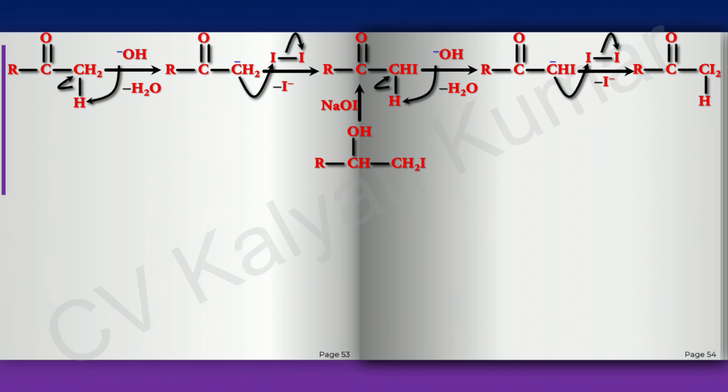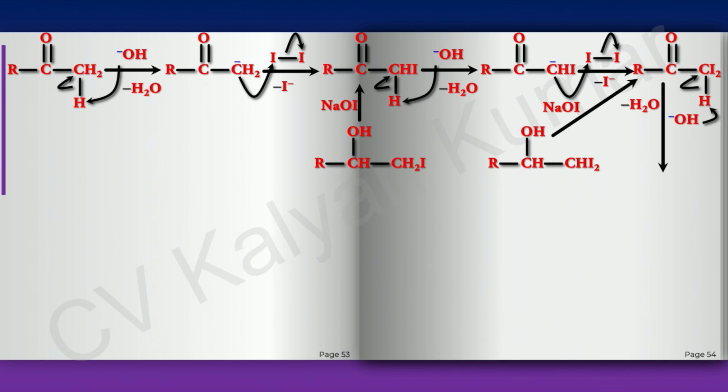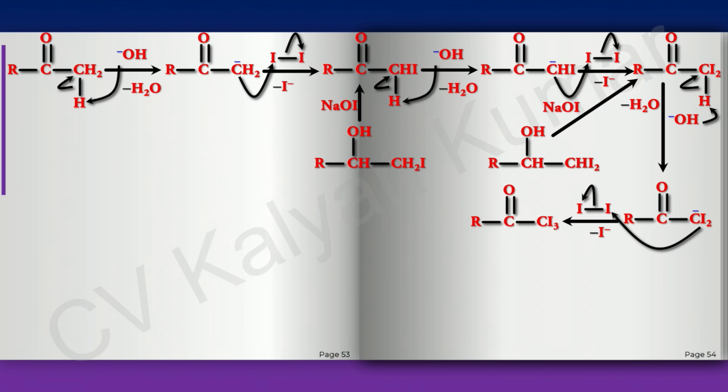And not only that, this alcohol can also be oxidized to this by the same logic. Now, the two iodines have made the third H even more acidic. So, now the OH minus would react and again take this H. Again, you get a carbanion. Again, this will react with I2 by the same logic. And eventually, you'll get this. And remember, I can produce this from this alcohol also.